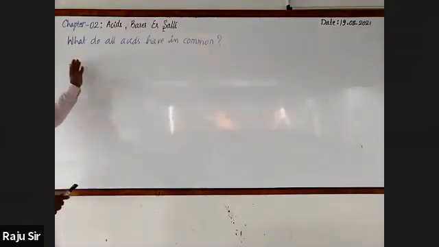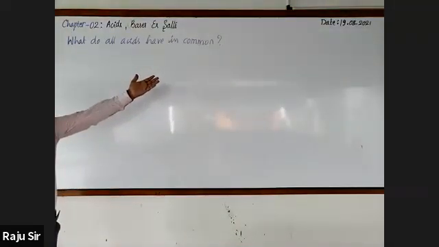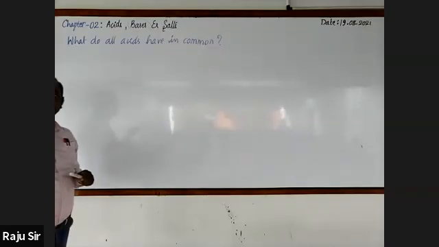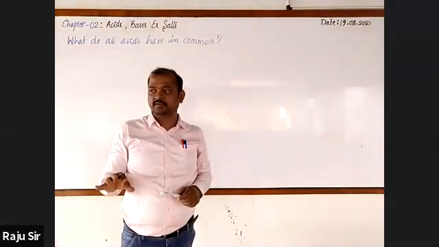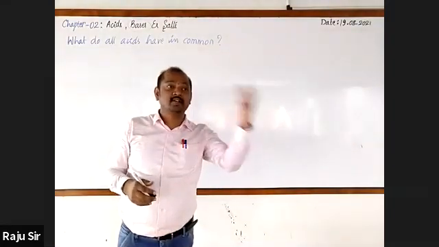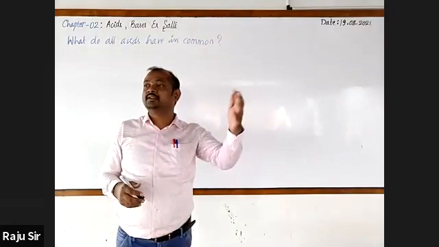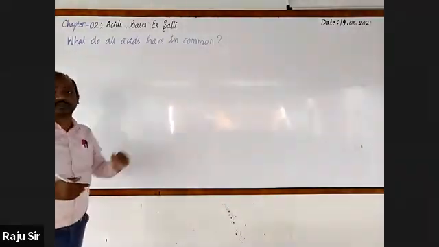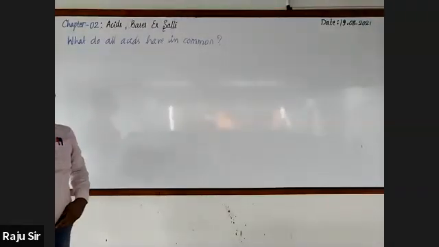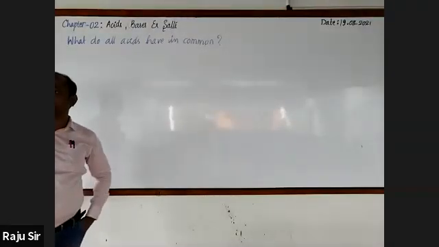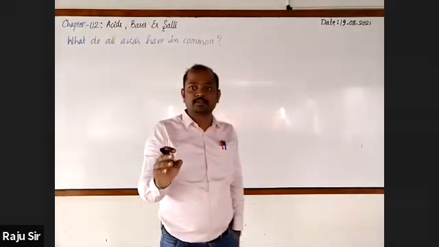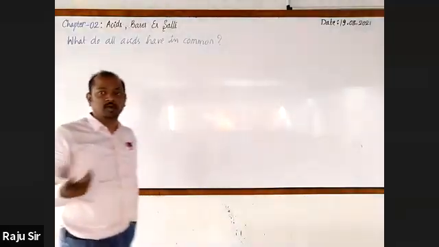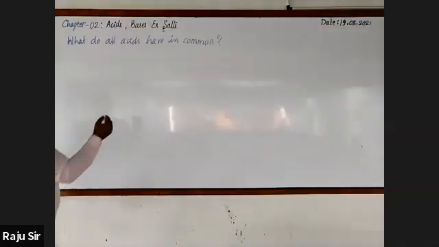What do all acids have in common? Hydrogen ions. Do acids have hydrogen ions? Hydrogen is there. When it is dissolved in water, it will produce H plus ions, hydrogen ions. How will you write it now? The common observation that we can make in all the acids is that they produce hydrogen ions on dissolving in water. Write that, right?